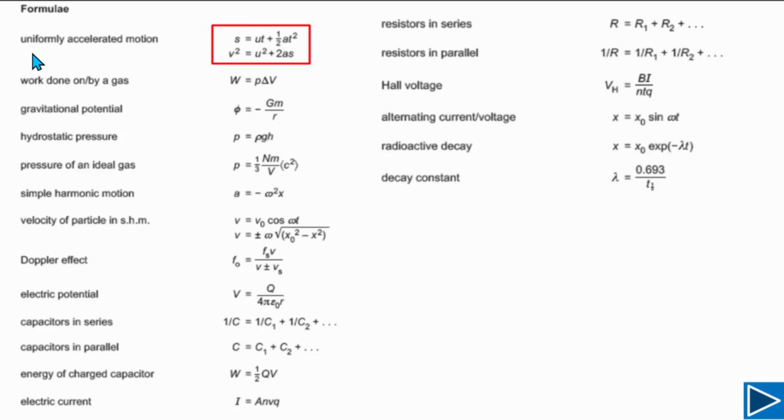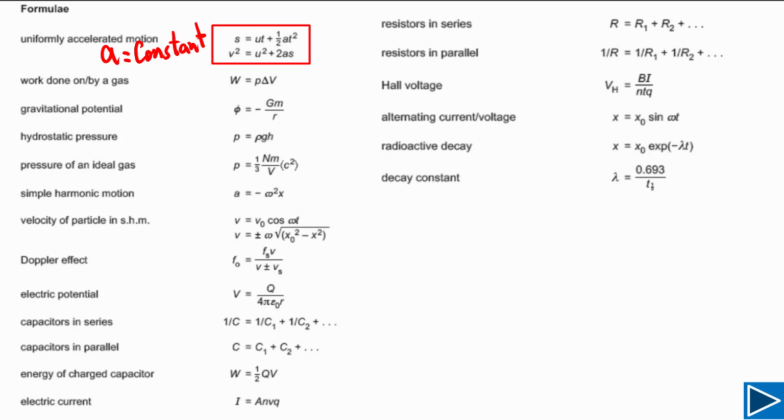The first formula is for uniformly accelerated motion. It simply means that you can only use this formula if acceleration is constant, meaning a is not changing with time. This is a very important point. You need to understand the condition for when you can use this: only if a is constant.